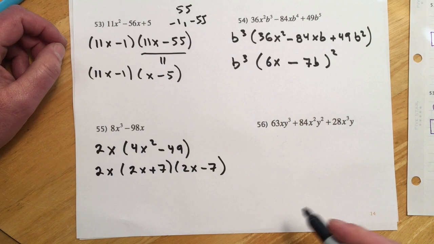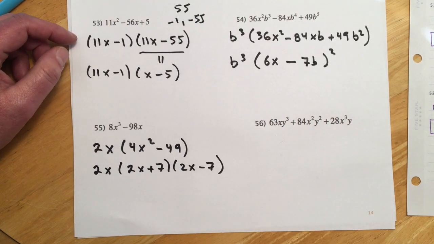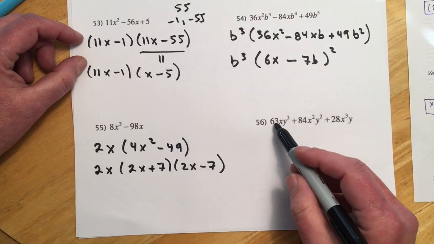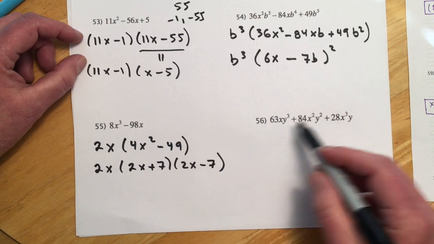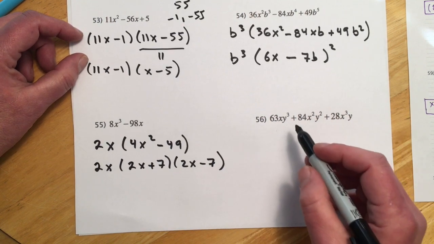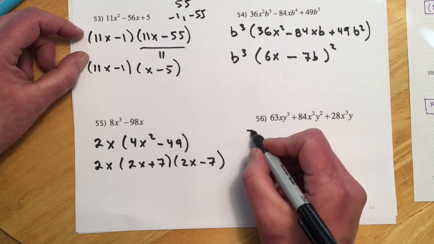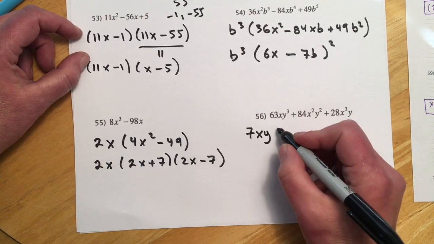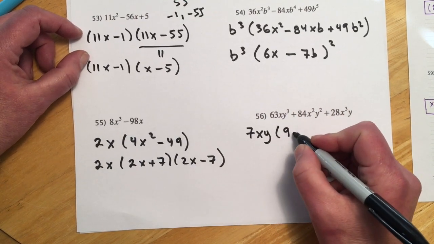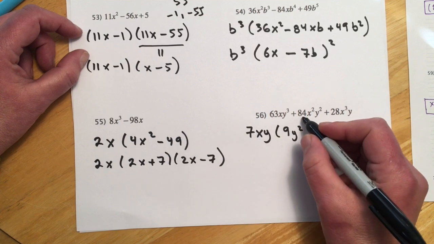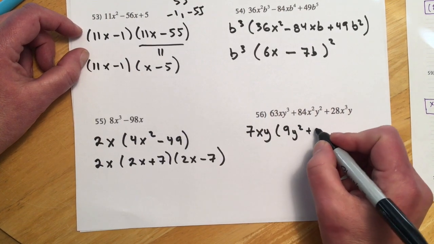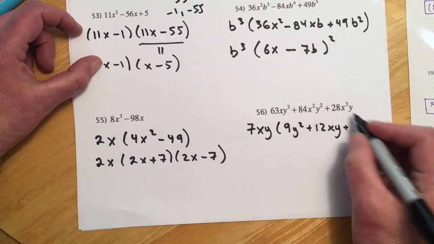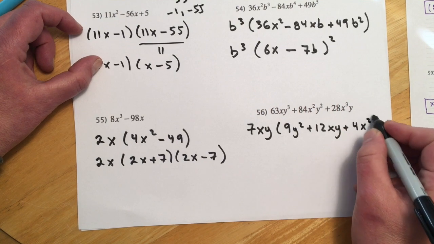For number 56, looks like there is a GCF going on, so we'll get that out of there. And we can do, let's see, 63, 28, so that kind of tells me it's going to be a 7, and then 7 does end up going into here. X squared, x cubed, so we could do a 7x, y cubed, y squared, y, so 7xy. Right here, that's going to leave me a 9 and a y squared. 7 goes into 84 12 times, so 12xy. And then 7 goes into this one 4 times, so 4x squared.